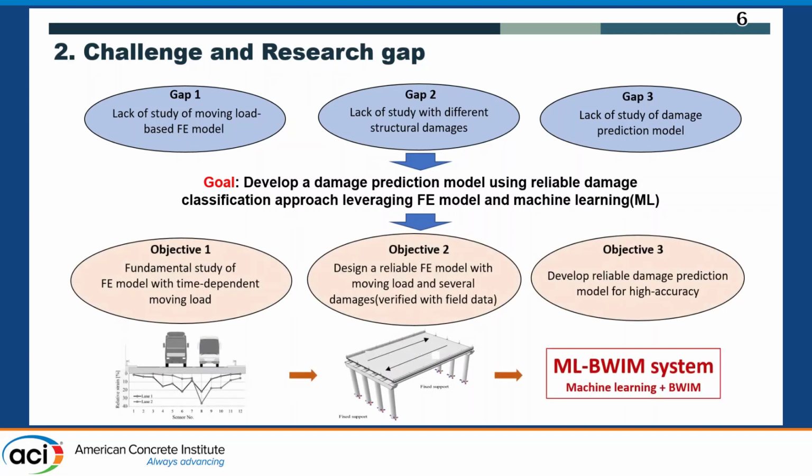For these three gaps, I have three objectives. The first is we need to study and develop an actual moving load. Also, we want to compare the static load model with the actual moving load model to see what the difference is. The second, of course, we need to validate and verify that our model is correct. First, we will use an analytical solution, and second, we will use laboratory tests and also field tests. The third objective is we need to develop more reliable damage prediction with different machine learning algorithms.